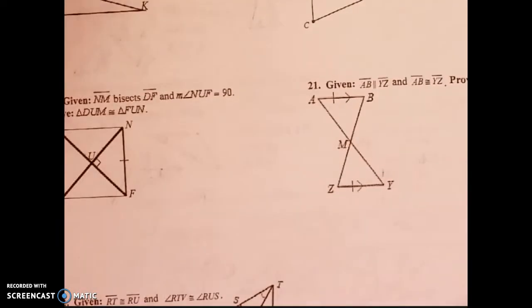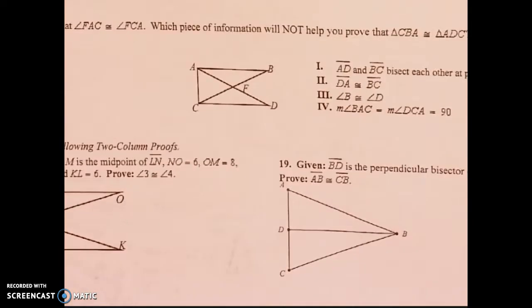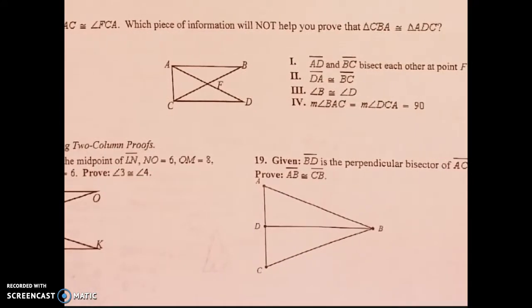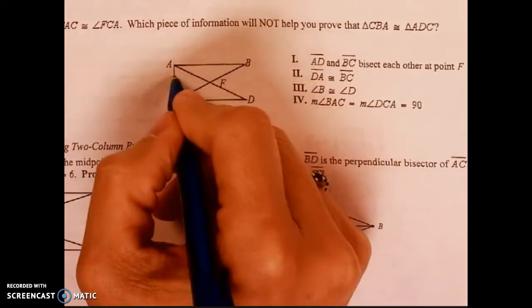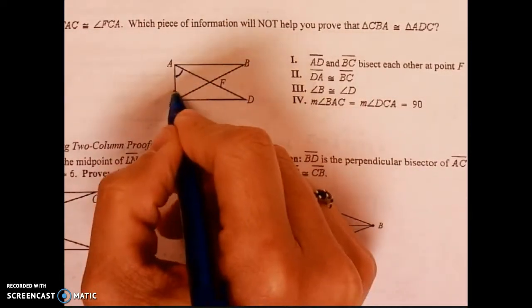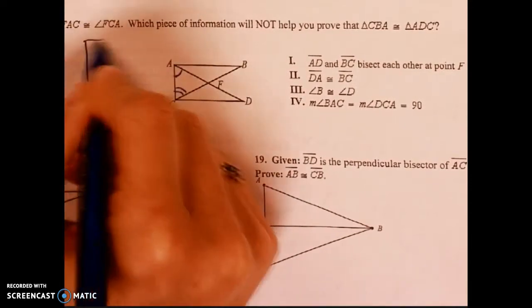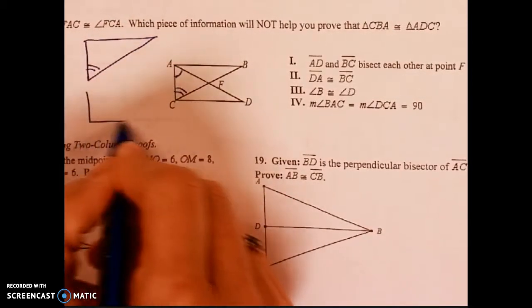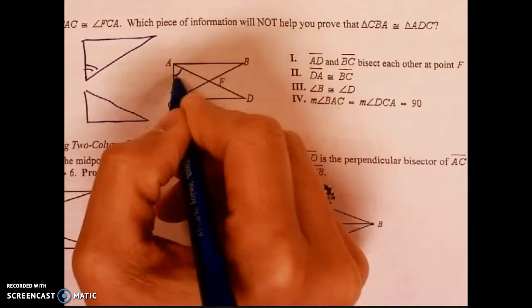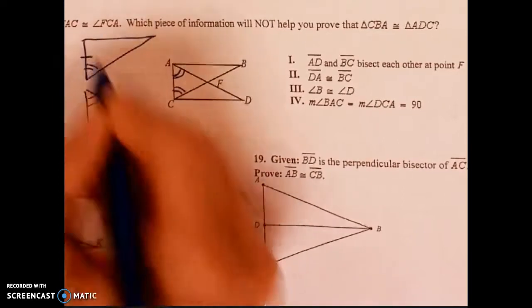Okay, continuing on to the back side. Number 17, it wants to know which piece of information would not help us prove that those triangles are congruent. And I've been given angle FAC is congruent to FCA, which is this angle here, and I'm going after the bigger triangles. So I'm going to go ahead and separate those out. And I do have this reflexive side on my own.